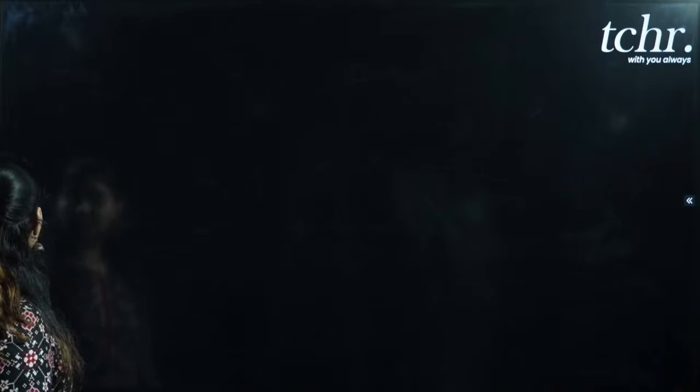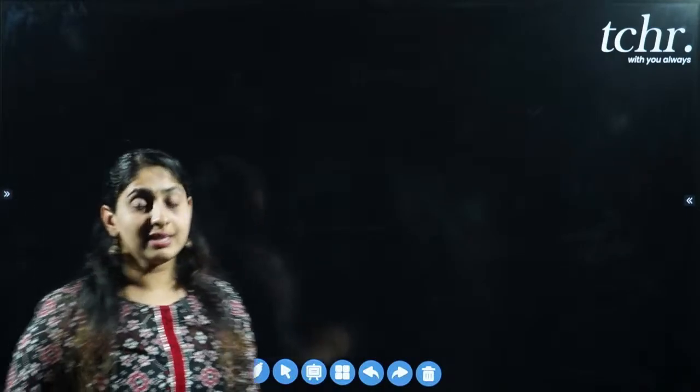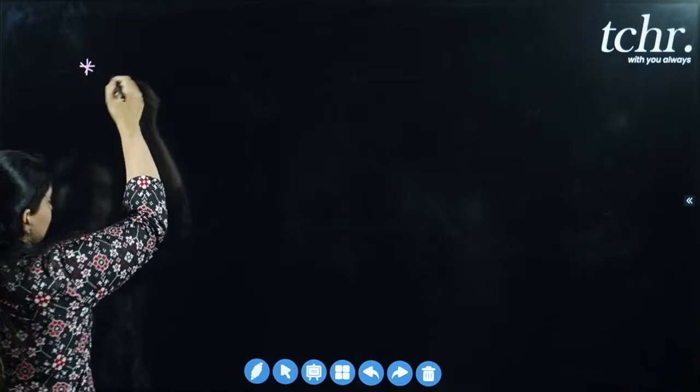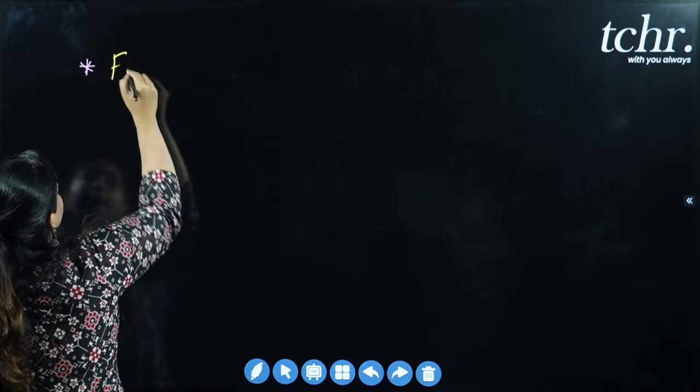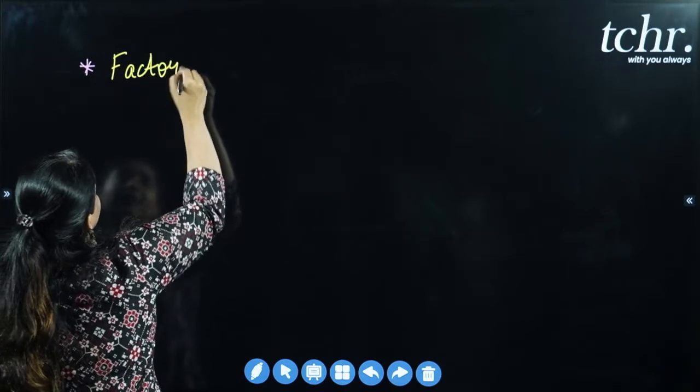Next, what will we do? Next we shall try to understand something related to the factors that are influencing the rate of the reaction.